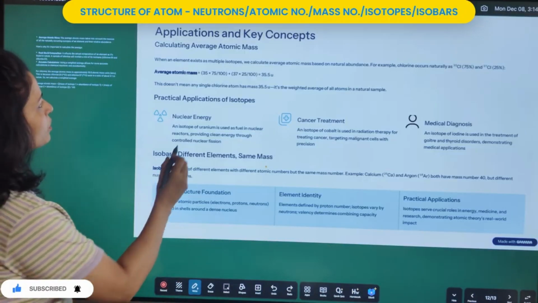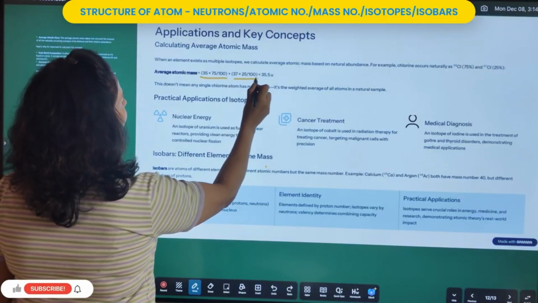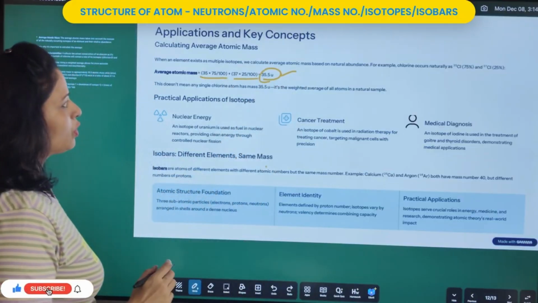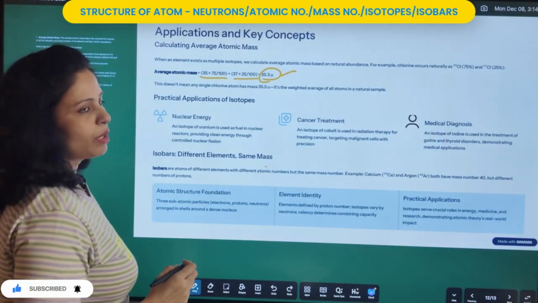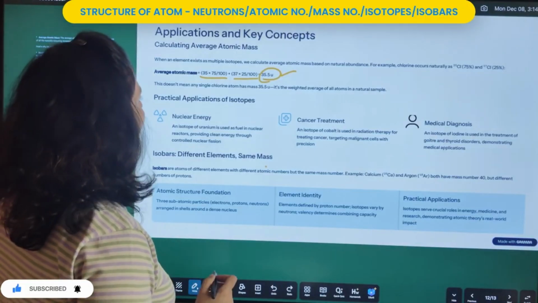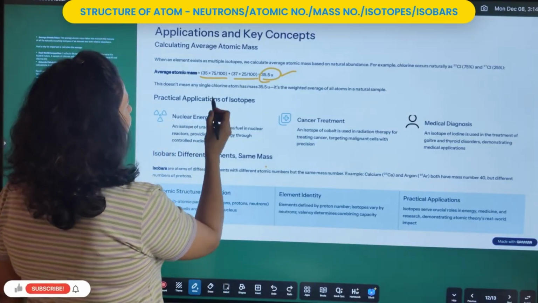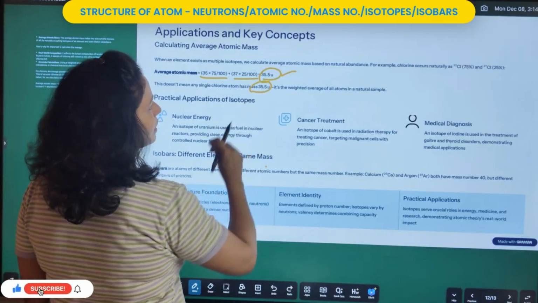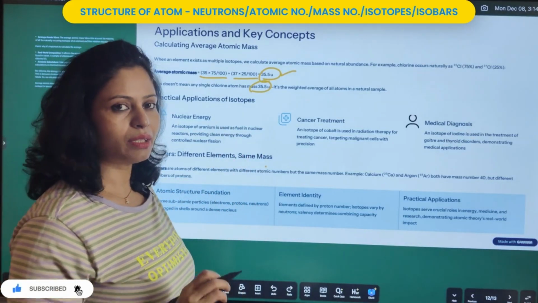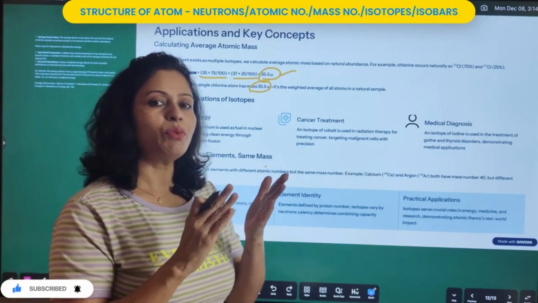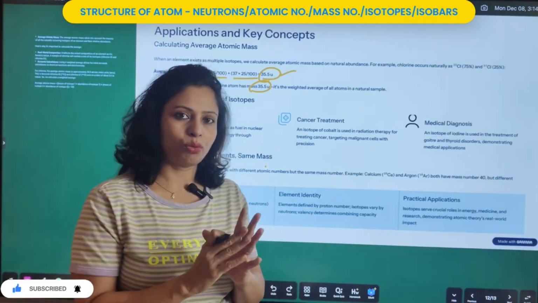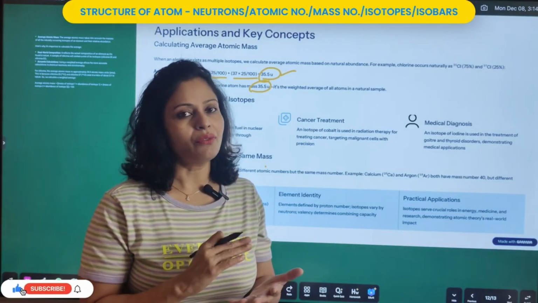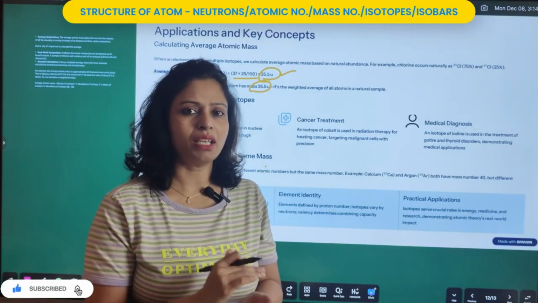So here if you see, it's calculated the same way as I did. So you get average atomic mass of chlorine as 35.5 units. It doesn't mean that any single chlorine atom has this. It is nothing but the average of all the atoms of chlorine, because when you take an atom of chlorine, it is having both the isotopes in that. So we have to find the average atomic mass of chlorine or any other isotopes present.